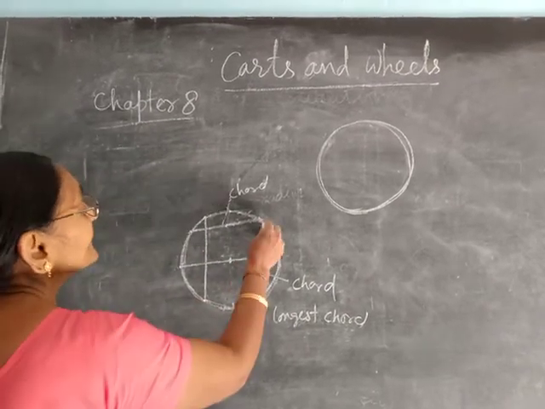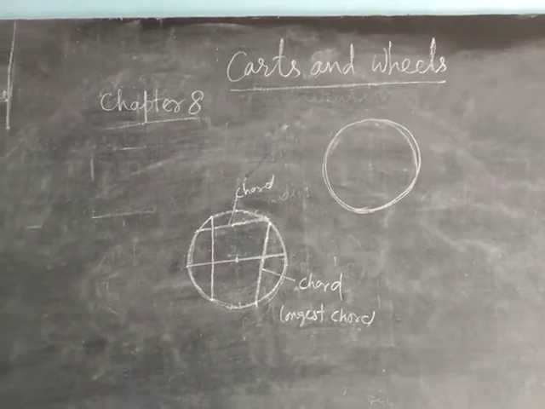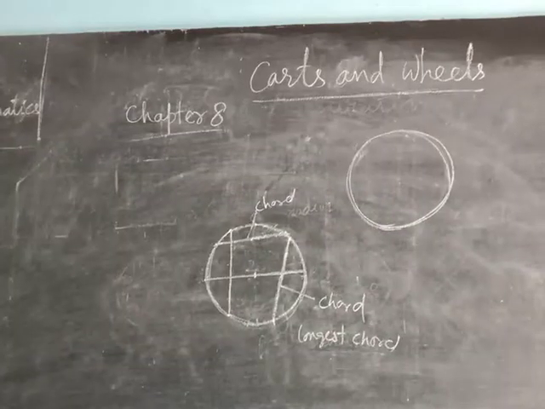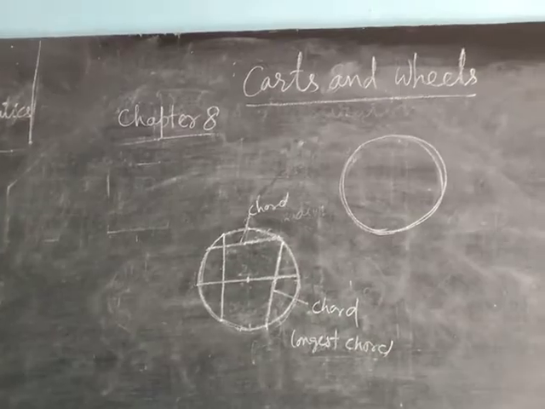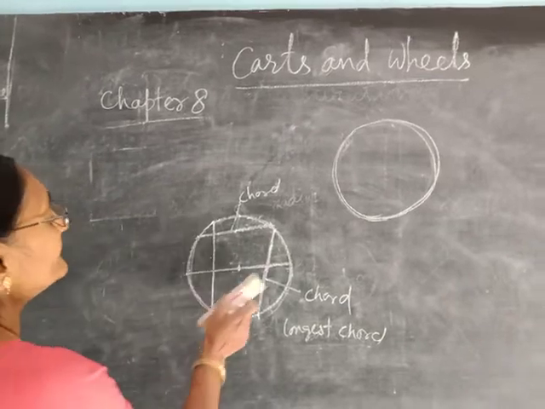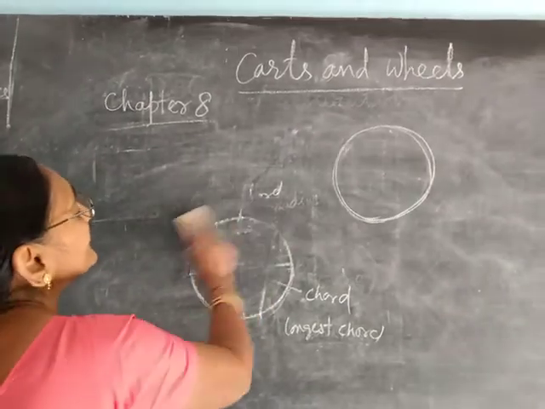What is the meaning of chord? Chord means a line segment joining any 2 points on the circle is called a chord. You understand?